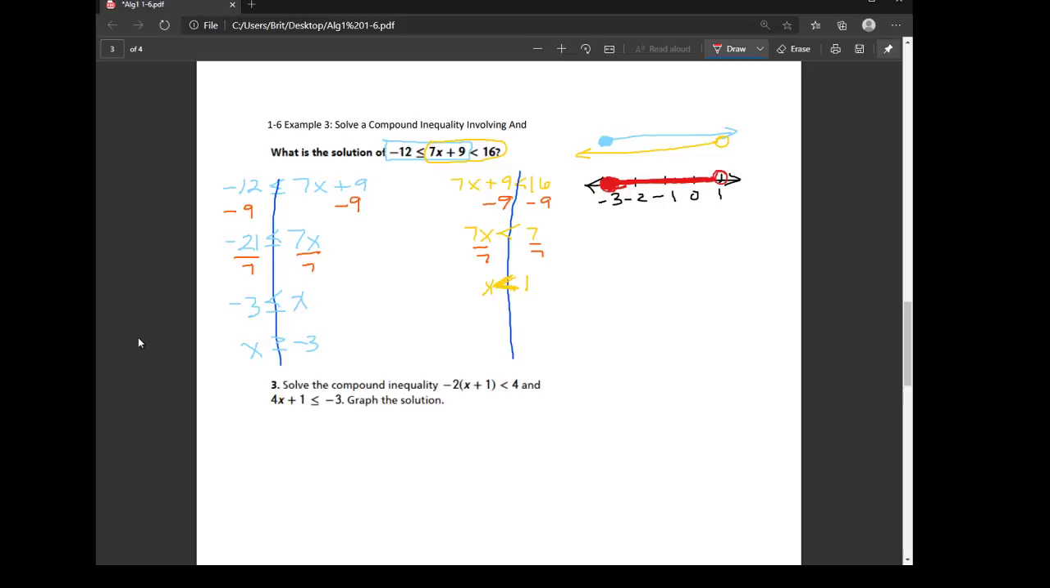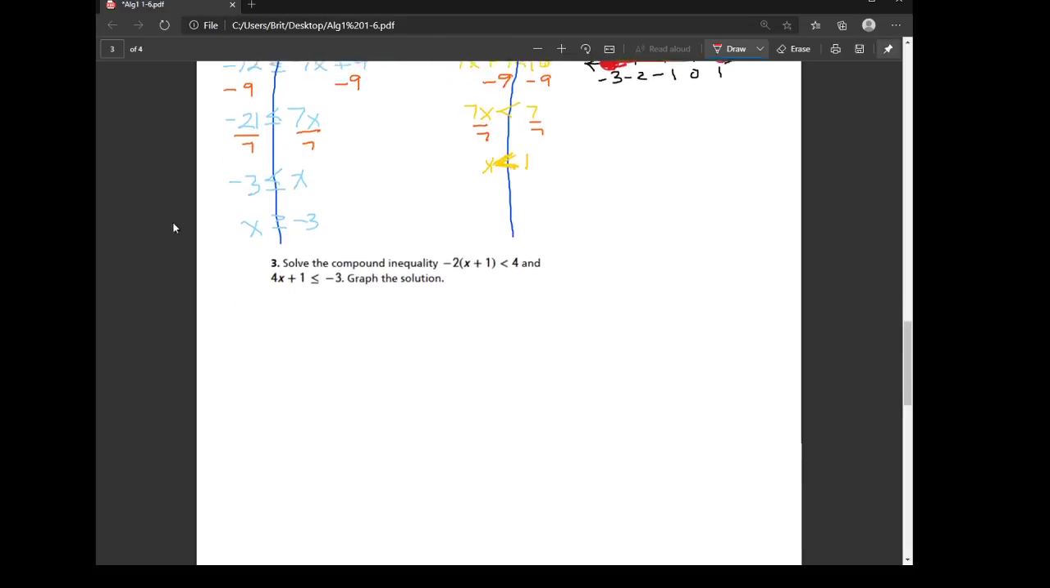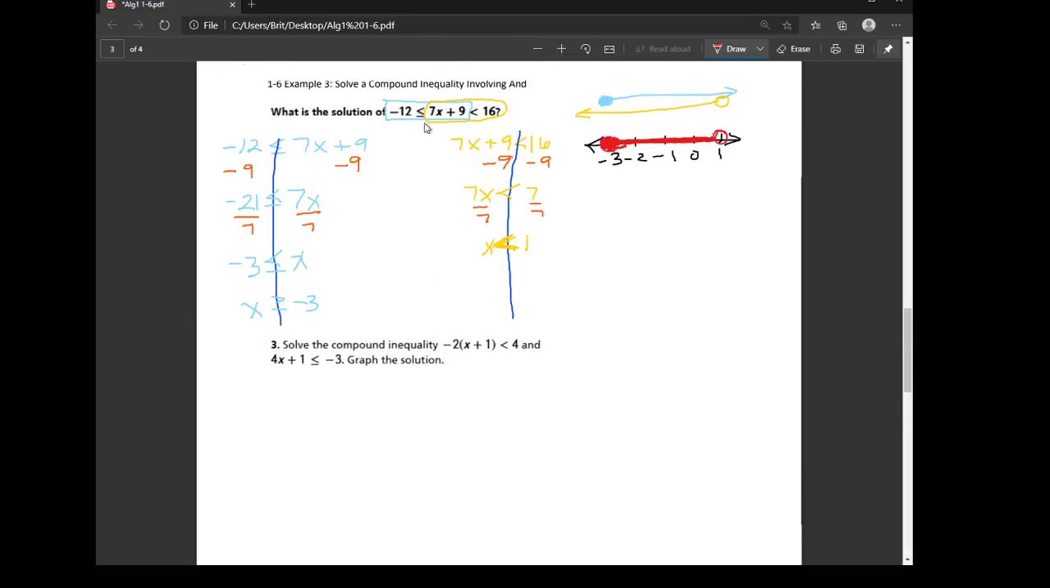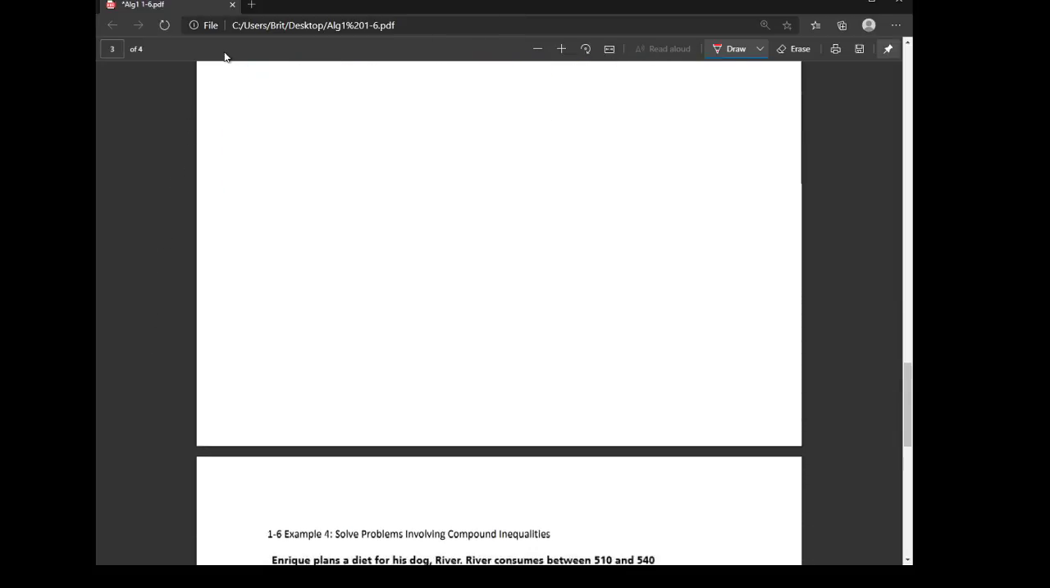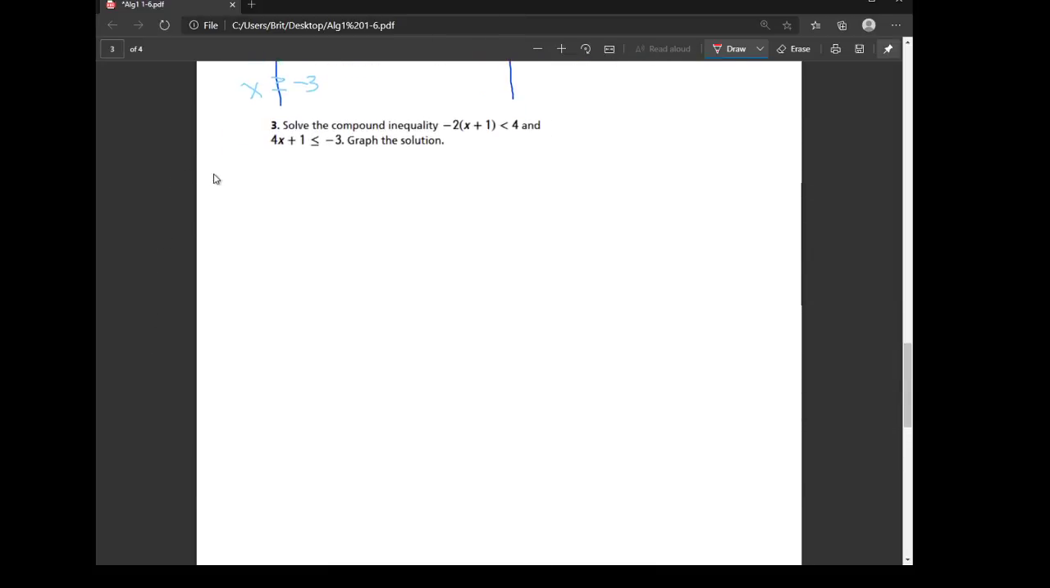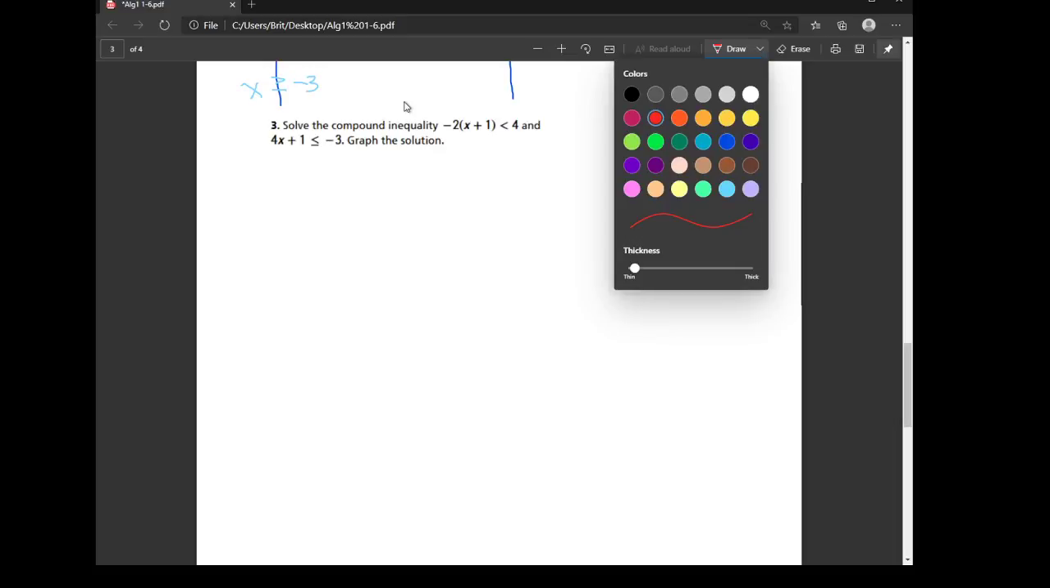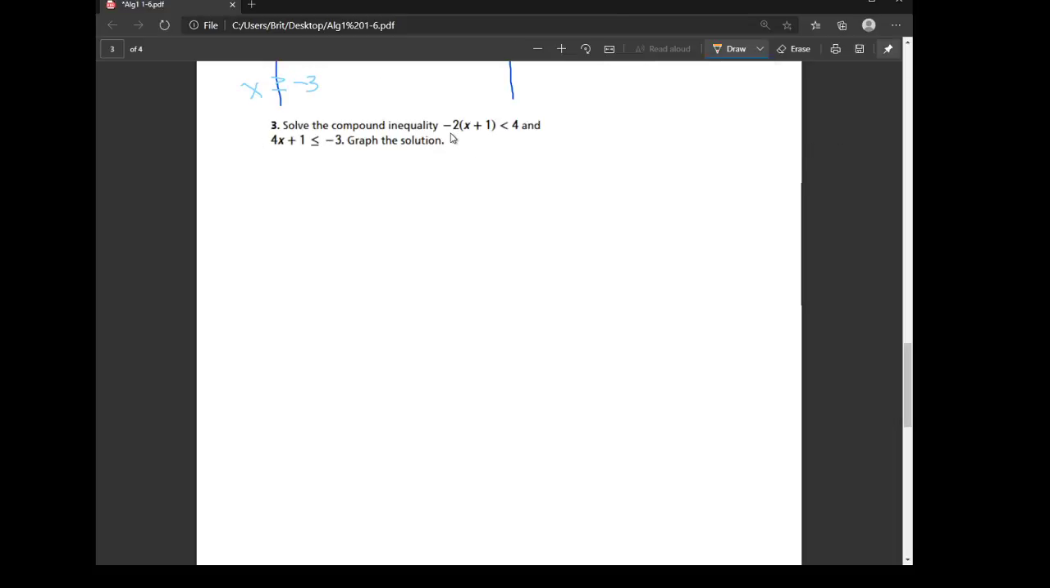Now sometimes with compound inequalities, especially the and, instead of writing it as a single inequality, they might write it as two inequalities and then put the and there, and that's okay. So let's go ahead and try example 2. Or I'm sorry, number 3. I don't know how their numbers work, okay? So here we go. So we have negative 2 times the quantity x plus 1 is less than 4.